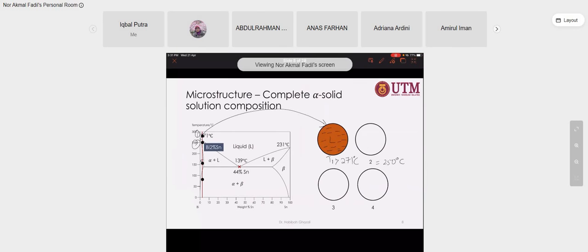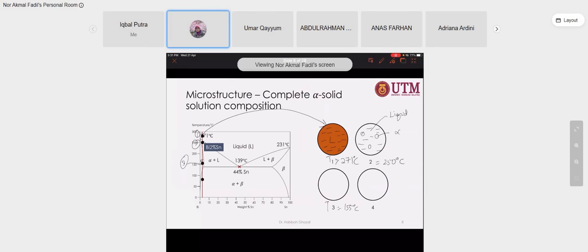Anyone? Mixture, Doctor. Is it a mixture? Yeah. A mixture of what? Liquid. Yes. You can draw like this. This is alpha, and this is liquid, and label it as a liquid. The mixture. And what about point number 3? Let's say temperature 3 is equal to 155 degrees Celsius.